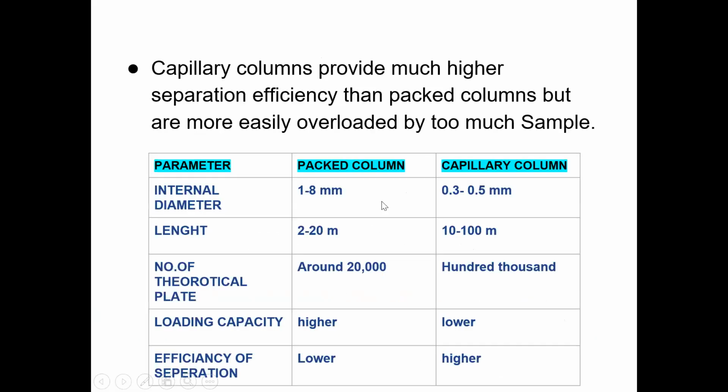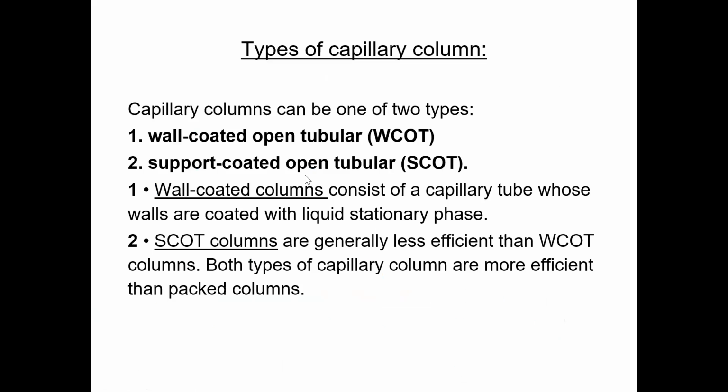Capillary columns, there are two types. One is wall coated open tubular column. Second one is support coated open tubular column. In wall coated open tubular column, capillary tube is present that is coated with liquid stationary phase. In support coated open tubular column, first the inner walls of the tube are coated with the solid and onto the surface of the solid, liquid or stationary phase is coated.